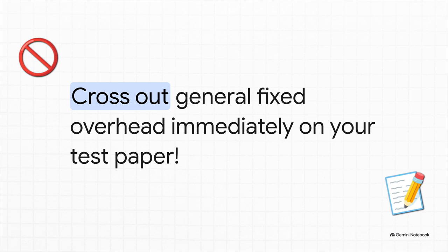Listen, when you're taking the exam, I want you to physically draw a line straight through general allocated fixed overhead on your test paper. General factory rent, executive salaries, standard depreciation, none of these change whether you accept the special order or not. By crossing them out right away, you kill the visual distractions and stop yourself from accidentally adding them into your minimum price math.